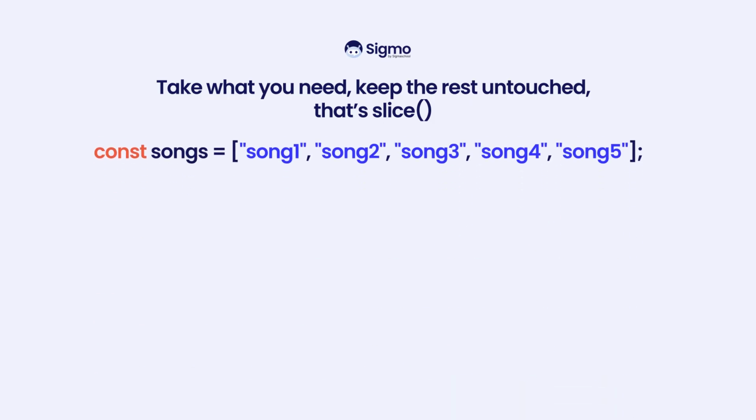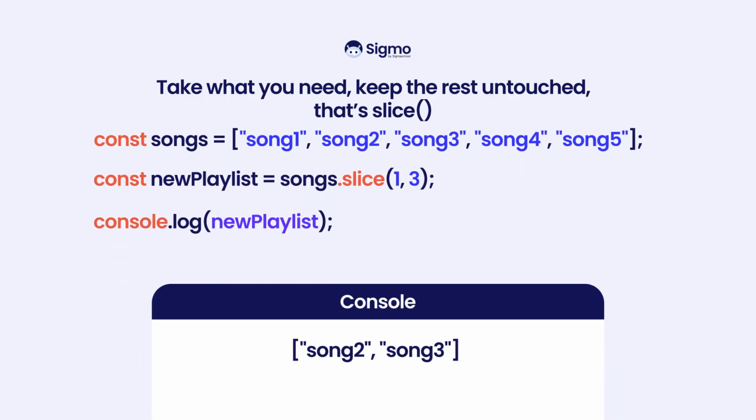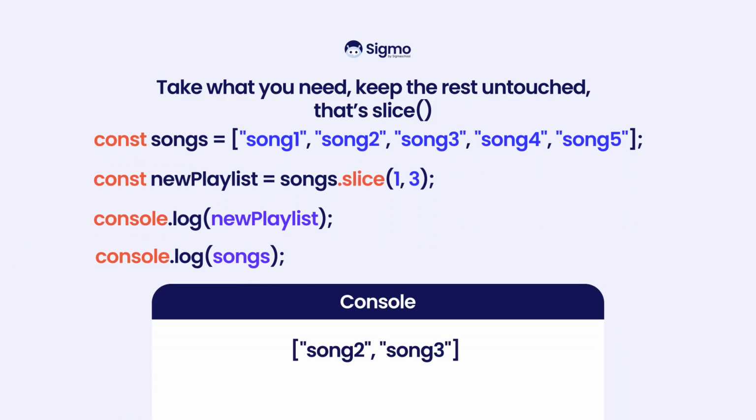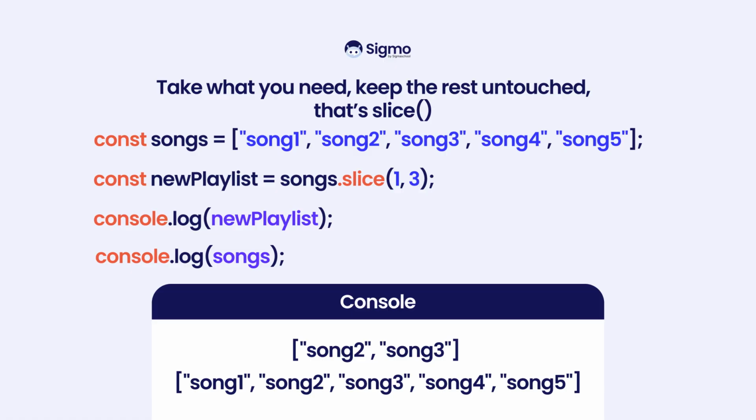So to summarize, slice lets you take part of an array and create a new one, while keeping the original array untouched. Take the part you need, keep the rest exactly the same.